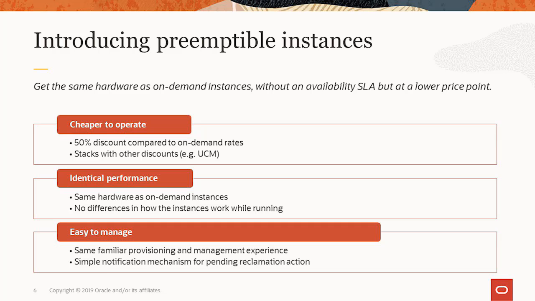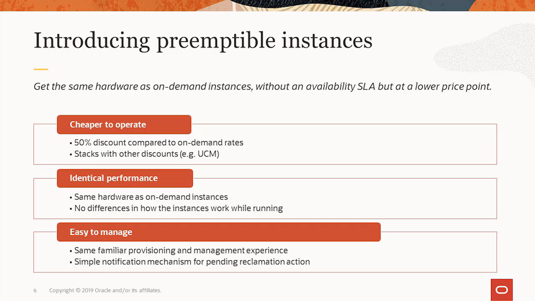And as far as the performance of the instances, they're identical. They run on the same hardware as on-demand instances. There's really no difference between a preemptible instance and an on-demand instance when they're running. They're just much cheaper, and you have a different instance lifecycle you need to think about. They're just as easy to manage as well. You use the same management experiences. I'll show you a little bit of detail about that.